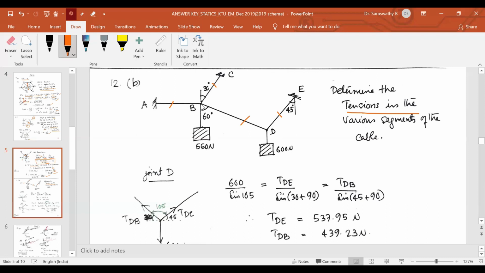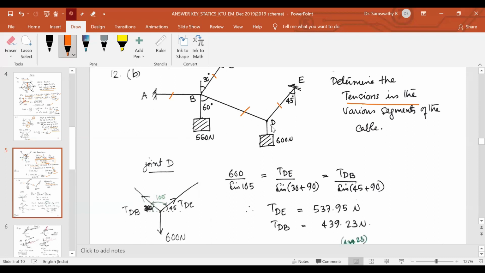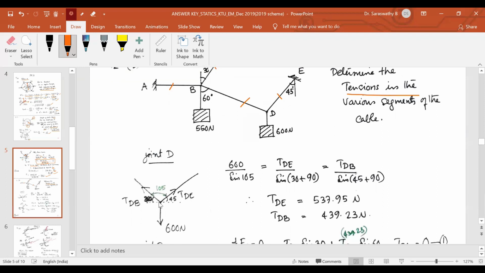Let us consider, because in this joint B, there are 1, 2, 3, 4 forces: tension in BA, tension in BC, tension in BD, as well as weight. But in joint D, there is weight 600, tension in DB and tension in DE. There are only 3 forces, so I consider the first joint as D. Considering joint D, if it is in equilibrium, this angle is 45 degrees. So the angle which it makes with horizontal is also 45 degrees. Okay, that is marked here, 45.